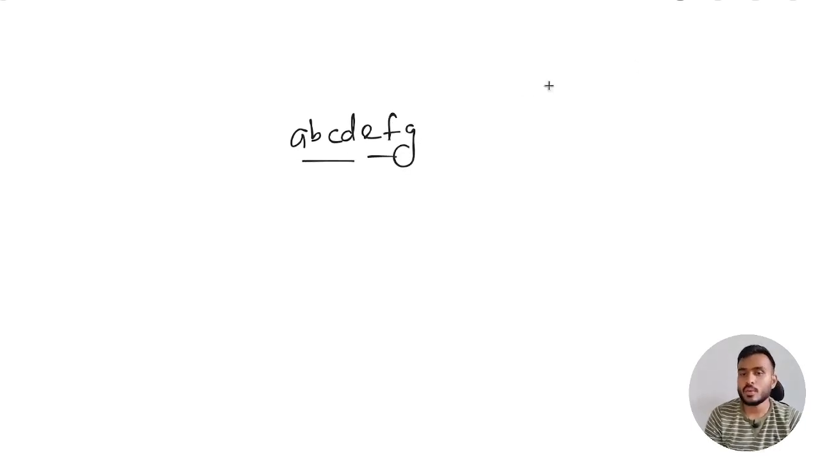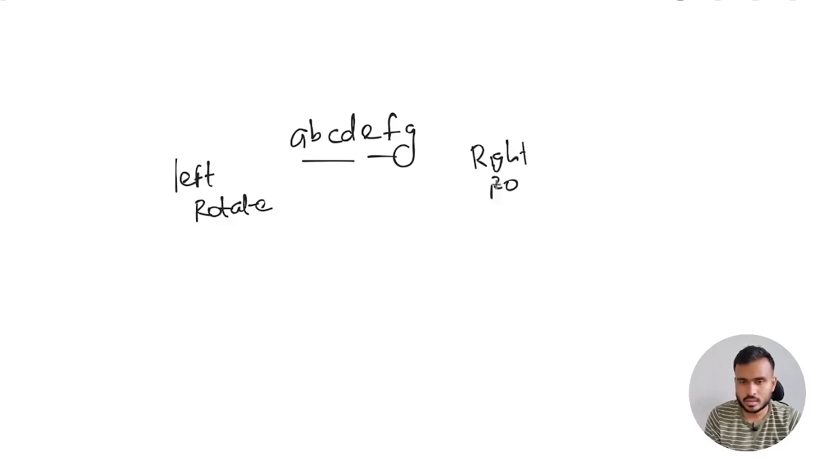Let's take one example. For example, we have a string A, B, C, D, E, F, G. Now there are two operations that we need to perform. The first operation is left rotate and the second operation is right rotate. Always remember, whenever we talk about rotation operations, you're always going to get a number as an input. That number will indicate by how many places you need to rotate. That is very important.